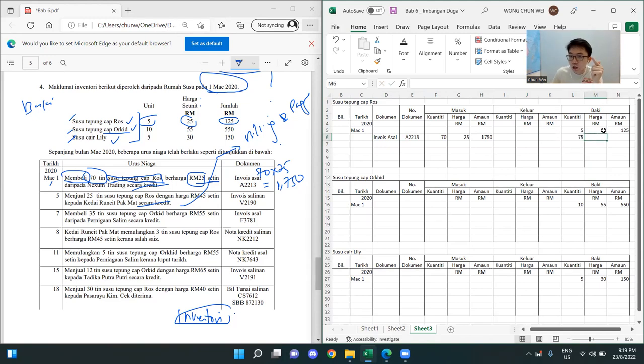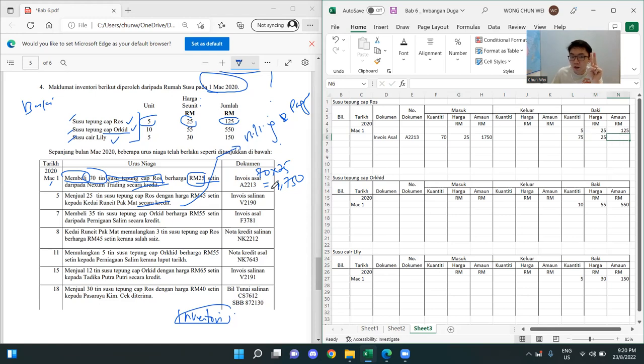And for the price, you cannot say 25 plus 25. Setiap unit berapa? It's still 25 ringgit setiap tin. The harga setin has not changed, it's still the same at 25. But the amount will be different.